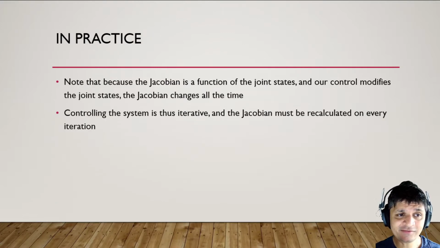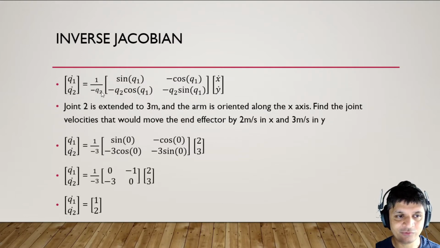But there is an interesting thing about this, which is that in practice, when we apply these motor velocities, we're going to change the joint states, right? That's the whole point. And if we change the joint state, that means the Jacobian changes, because remember, the Jacobian was a function of q1 and q2. So as soon as we apply a motor velocity to get this 2 meter, 3 meter thing, our Jacobian changes. Our Jacobian becomes wrong, because now suddenly it's not sine of 0, it's sine of, I don't know, 5 degrees or something, because we've already rotated a bit. This coefficient becomes not 3, it becomes maybe 3.1 or something, because again, it's moved, right?